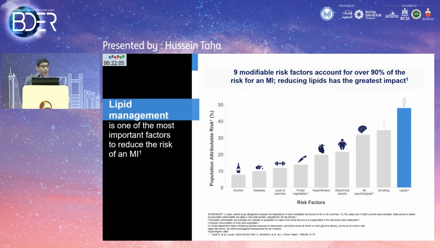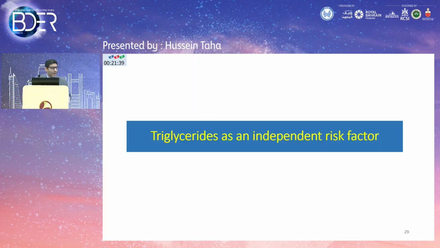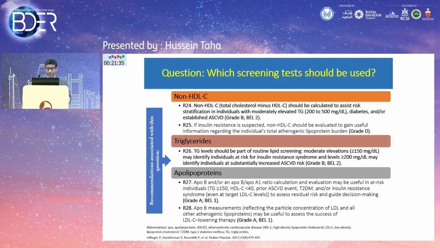Now, out of all these 9 modifiable risk factors, the most impact is to lower the lipids. You can achieve many things by lowering lipids, even if you fail controlling his diabetes mellitus, number 3, I think, or 2. Just by controlling his cholesterol can prevent many cardiovascular events in patients. What about triglyceride as an independent risk factor for cardiovascular events?